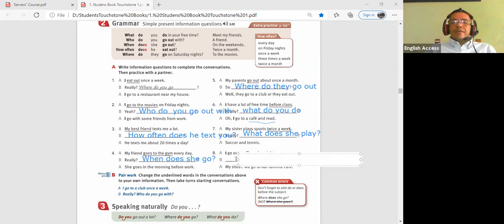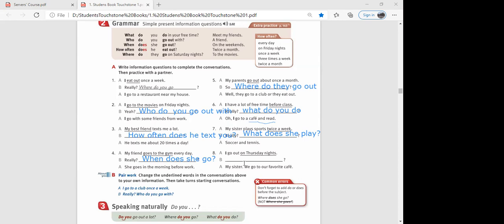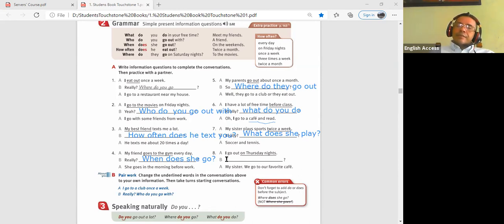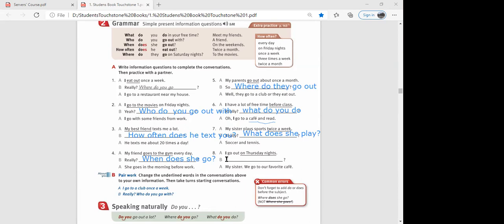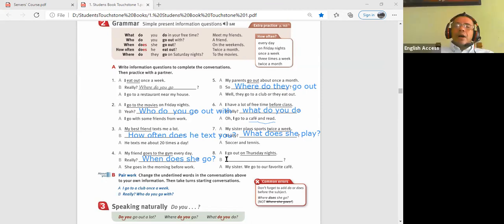Number 8, last one. Lupita or Flor? I go out on Thursday nights. When? Say again, Lupita. Okay, dilo más entendible. Repito otra vez. Who do you go out with?